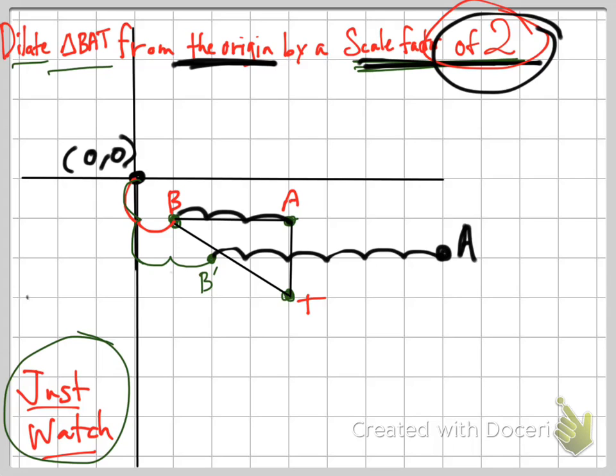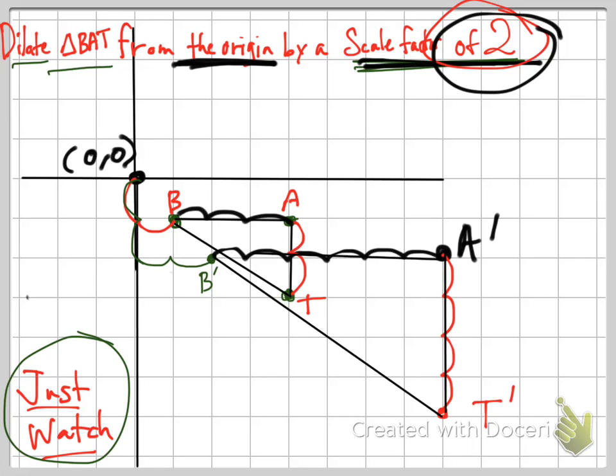So we got A prime, and notice T is 2 away from A, so A prime, it's going to be 1, 2 away, 1, 2 away, which makes T prime right there. Hence, we've doubled it by a scale factor of 2, and my accent is not very good. But anyway, there we go.